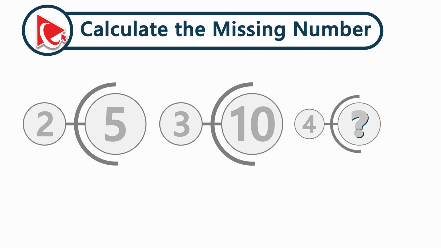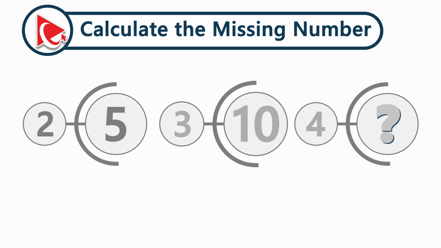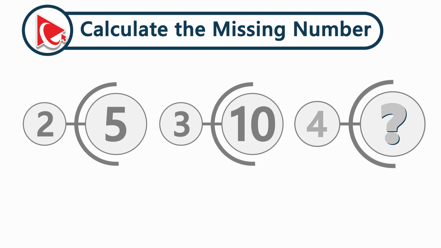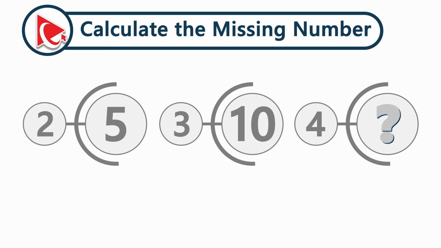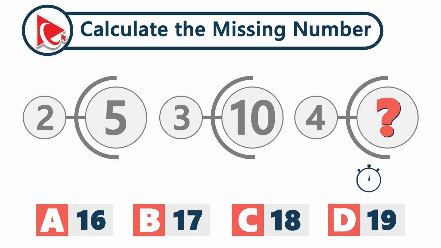You're presented with 3 pairs of circles. First pair has numbers 2 and 5. Second has numbers 3 and 10. And then the third pair only has one number 4. And you need to calculate the missing number and select your answer out of 4 possible choices. A, 16, B, 17, C, 18, or D, 19. Can you work it out and pick it from the answers provided?